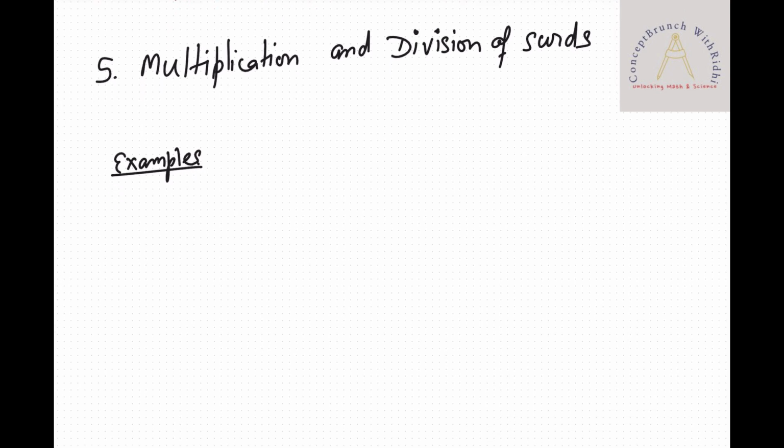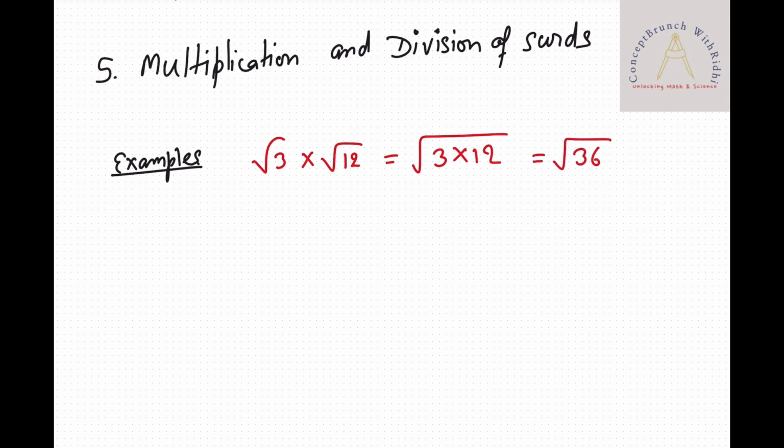Now let's see how to multiply and divide surds. For multiplication, just multiply the numbers under the root. For example, root 3 times root 12. We can just write under root 3 times 12. Simply we can merge them, right? So it will be under root 36. That will be 6 as an answer.